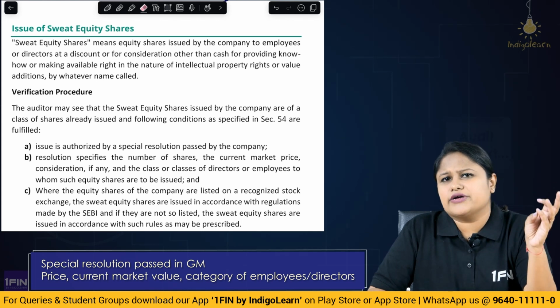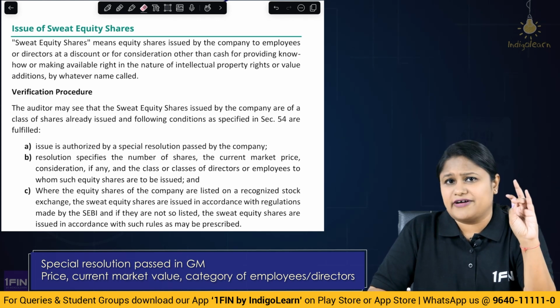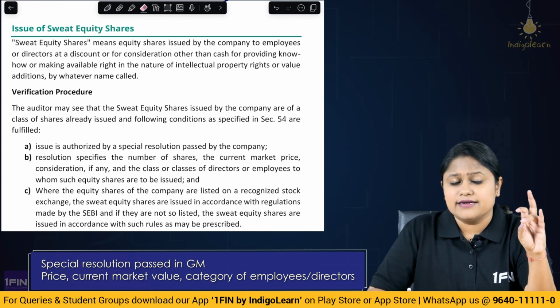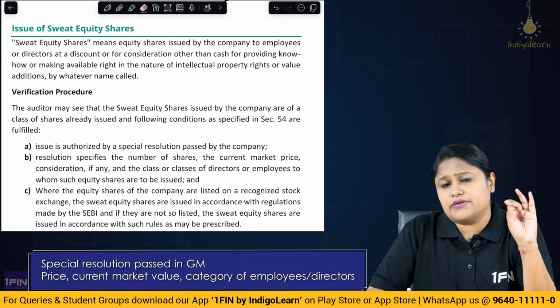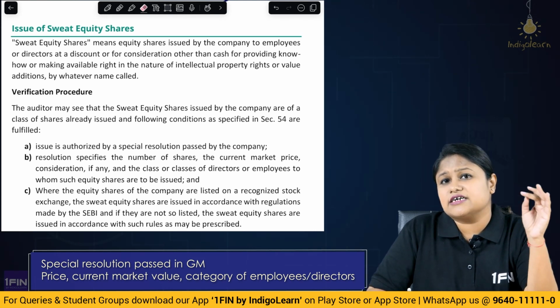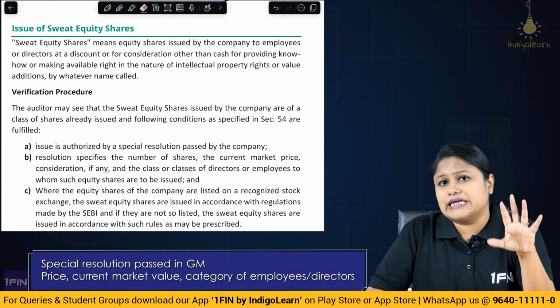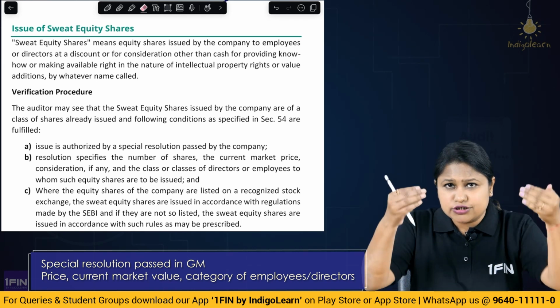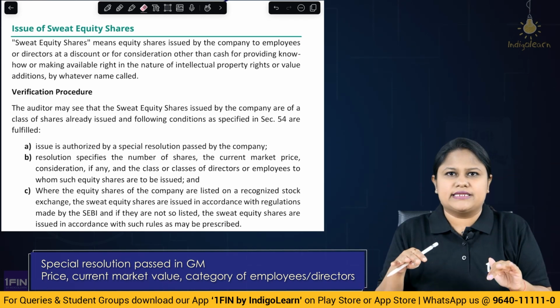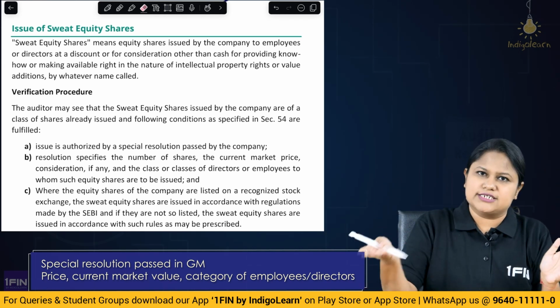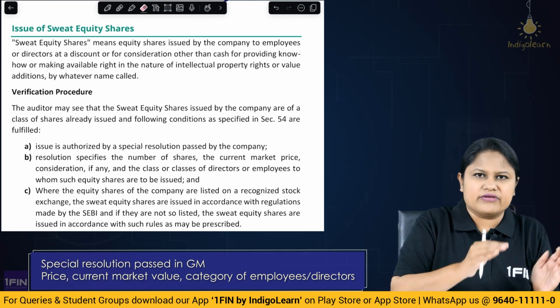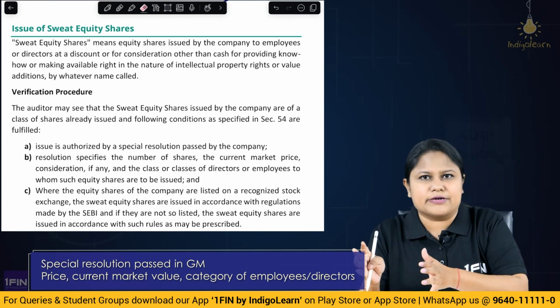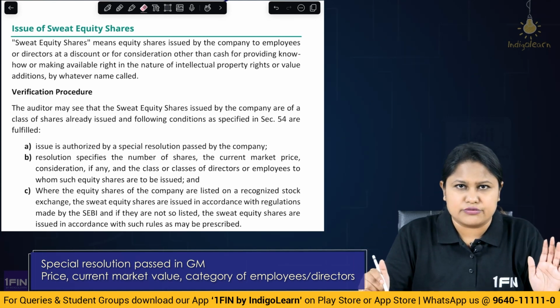Or if they are giving a discount, at what price, and what is the current market value of that particular share, correct? To which category of employees are we giving it, to which category of directors are we giving it? All of that should be clearly given in the resolution. When you read the resolution, the understanding should be clear. Keeping all of this in mind, a resolution has been passed: to whom to be given, at what price, and what is the current market price. All of this will be taken into account.